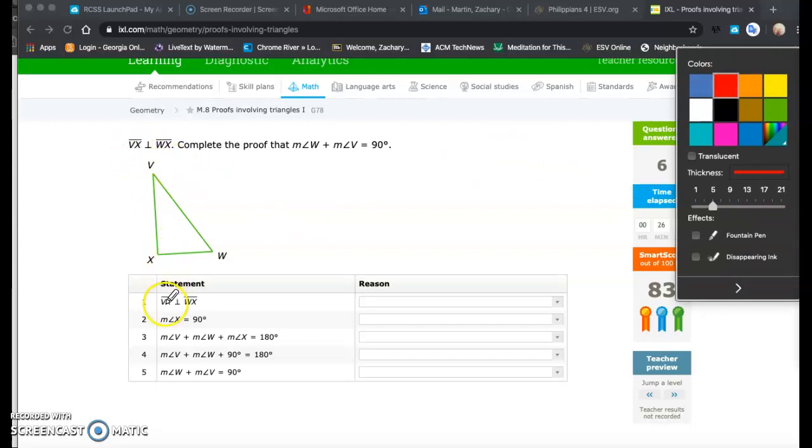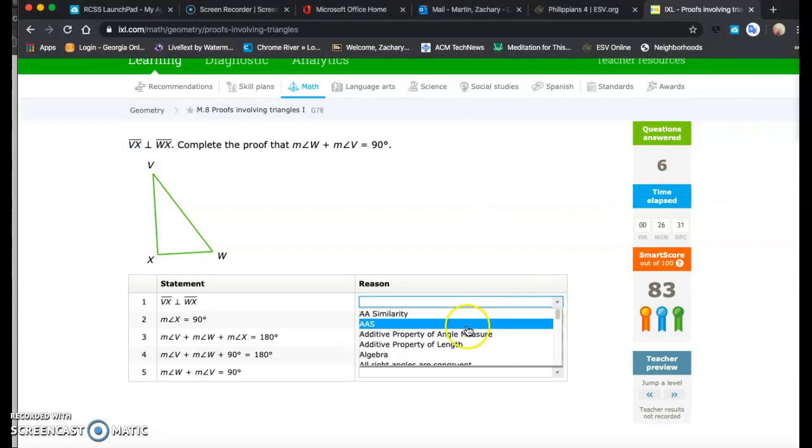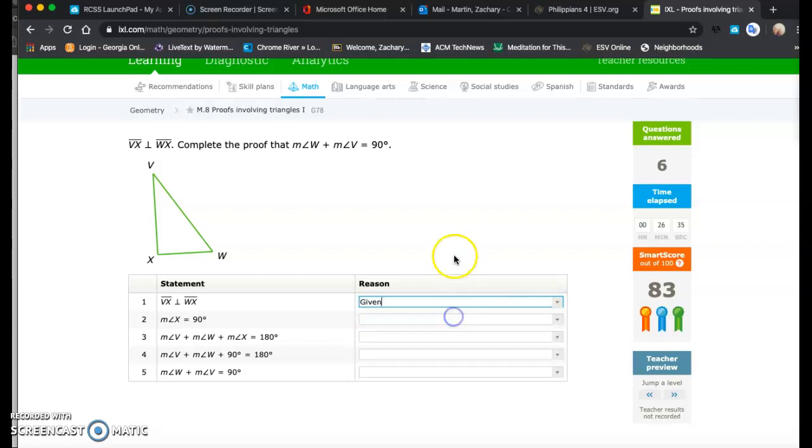All right. Segment VX is perpendicular to segment WX. Well, that's given. Look at that. They told us that. So the first thing we need to say is given. And honestly, 99 times out of 100, the first thing you say in a proof is something that's given. Okay, we have to start with something that's given in order to prove, later on you'll see here, complete the proof that the measure of angle W plus the measure of angle V equals 90 degrees.